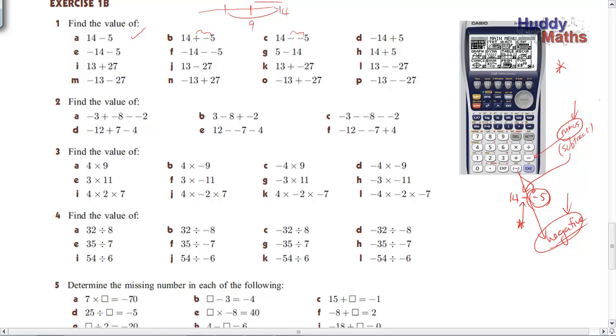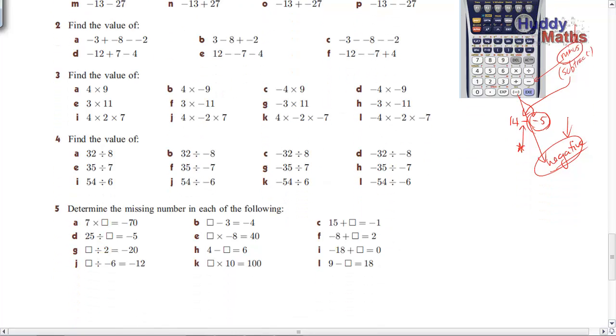Okay, I want you to pause the presentation, have a go at every part, the answers are down below. I want you to try it on the calculator as well, please. Okay, let's look at the bottom one here. Question 5. Determine the missing number. I want you to think about how you would do this.